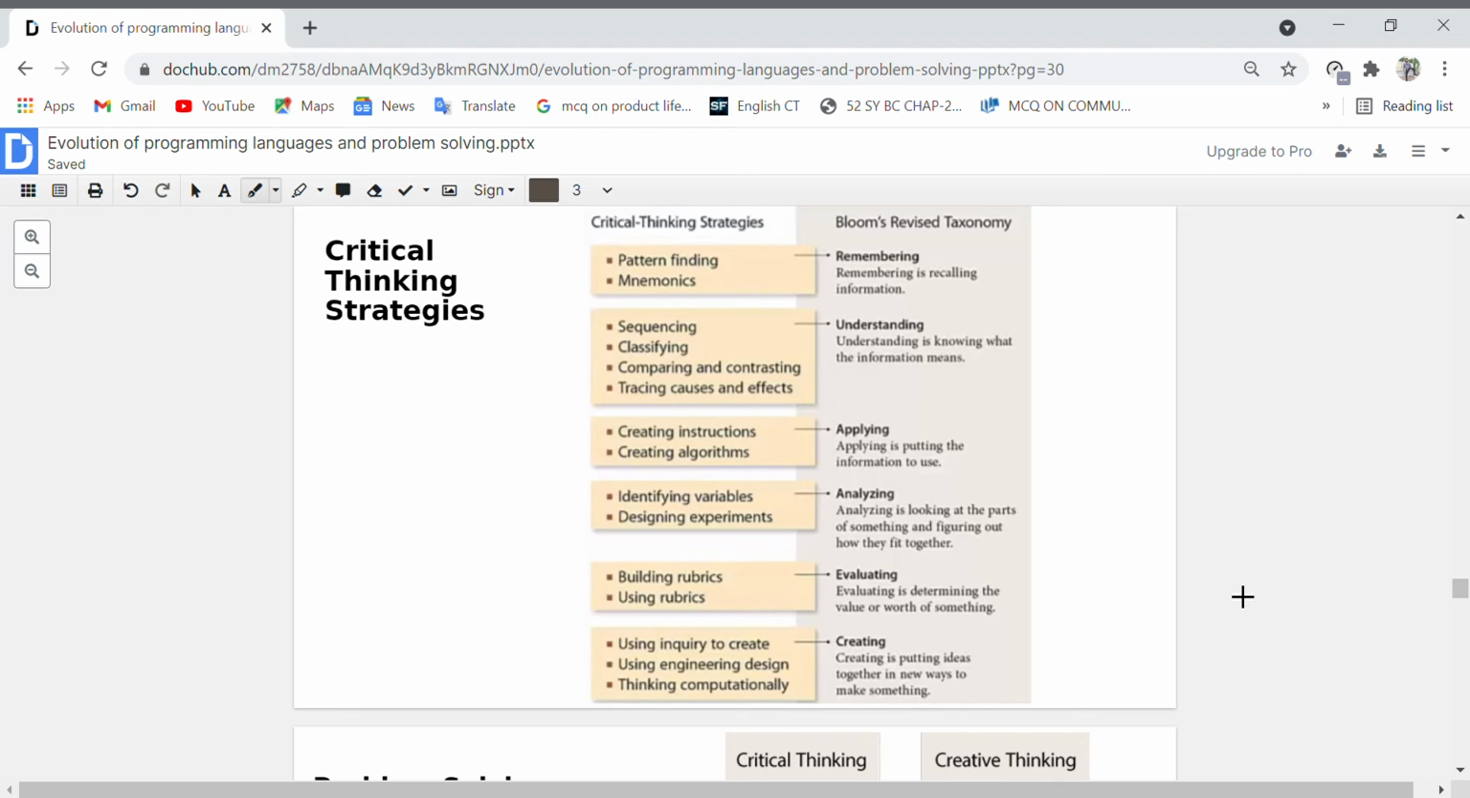Yeah, you can take a screenshot. That is remembering, understanding, applying, analyzing, evaluating, creating.